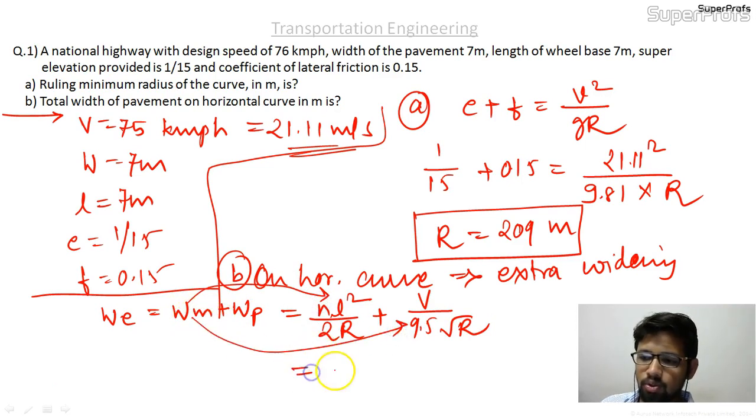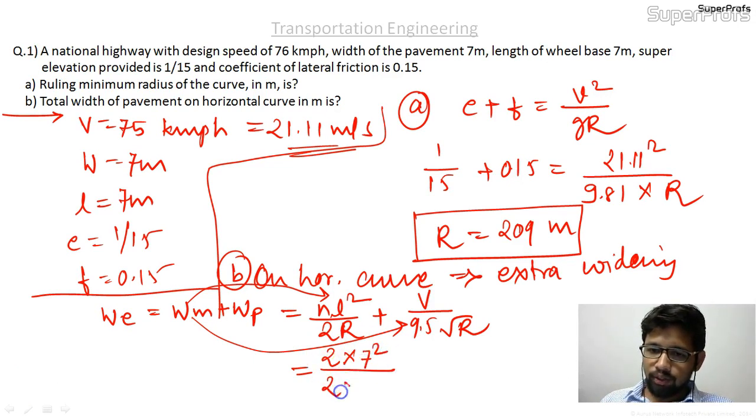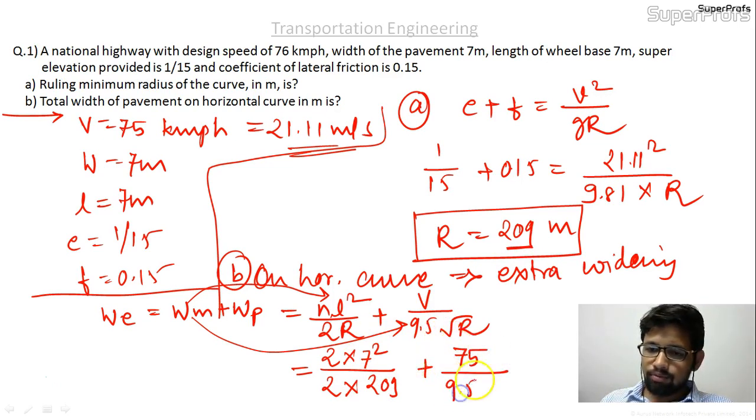So what is the number of lanes? The width of the pavement is 7 meters, so the number of lanes is 2, and the length of rigid wheel base is 7. So 2 into 7 square upon 2 into the radius we just calculated, 209, plus capital V, 75 upon 9.5 into root of 209, which gives the answer 0.78 meters.